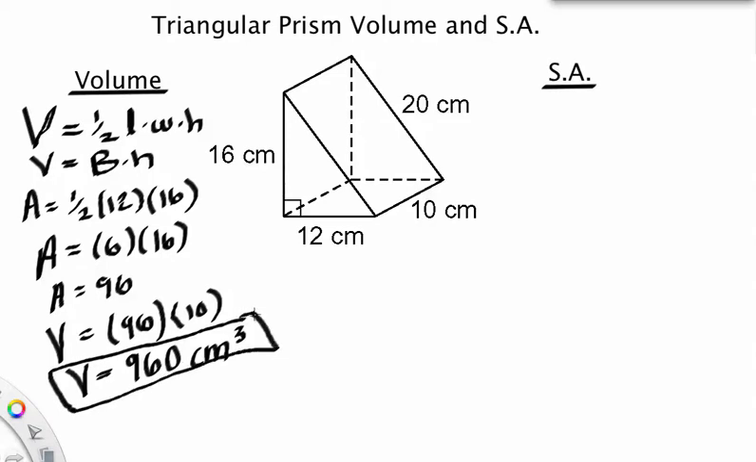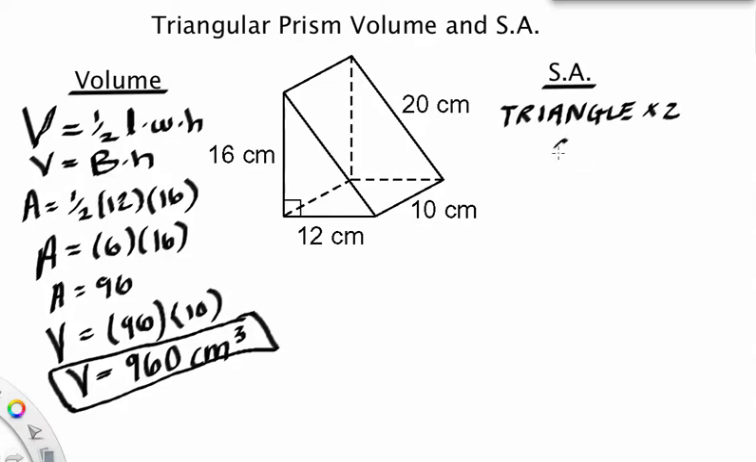Now on to the tougher stuff. Surface area. Like we discussed, there are two triangles that are exactly the same. So triangles, there are two. I'm going to multiply those triangles by 2. We found the area of the triangle when we were solving for volume. So I'm going to take that information that I already have and multiply it by 2.